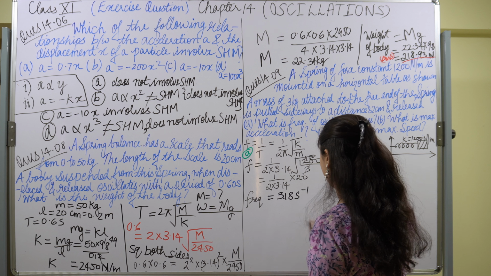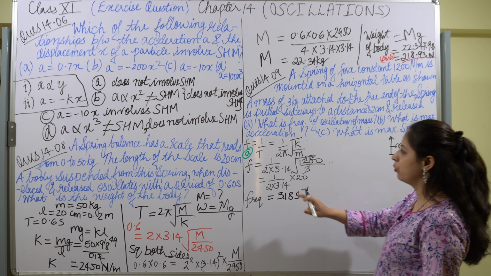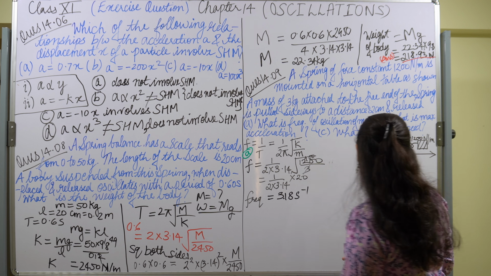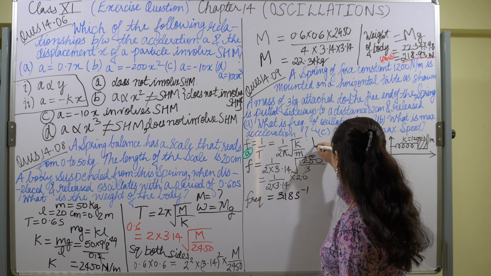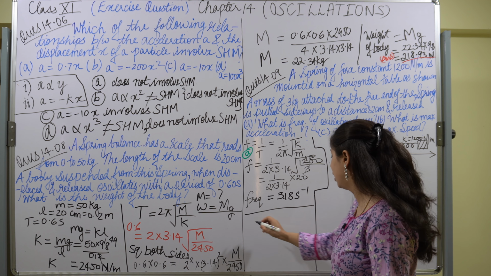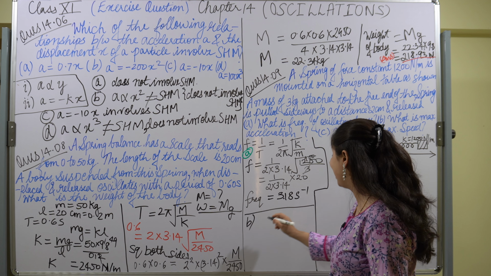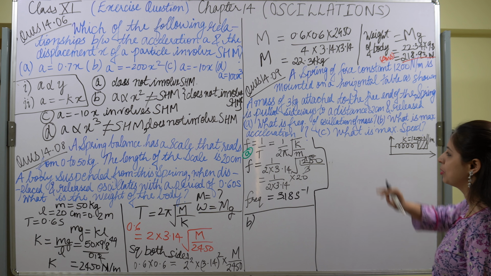3.18 per second. When we solve it, we get 3.18 per second. So we are done with the first part. Now let us start the second part. The second part says we need to find the maximum acceleration.